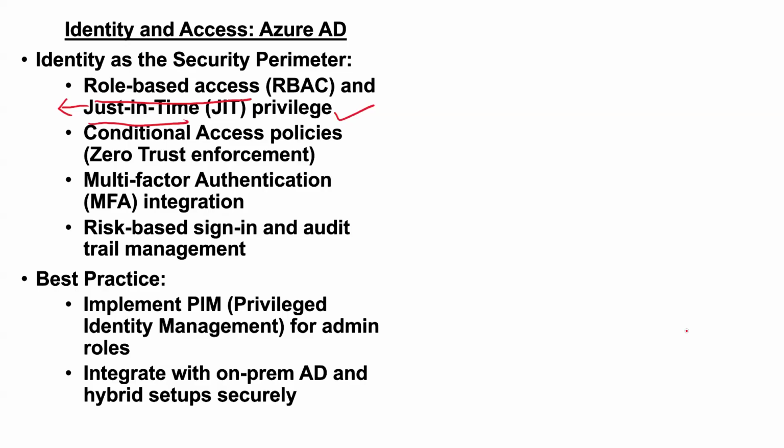Next we have something called zero trust enforcement. Zero trust is a big thing. This is a separate, individual concept that we will understand further, like what zero trust is, and how and where it is implemented.